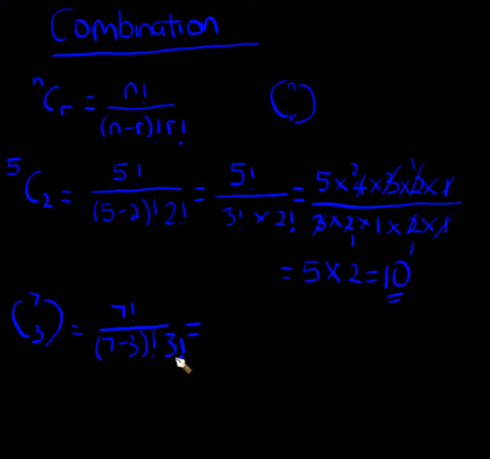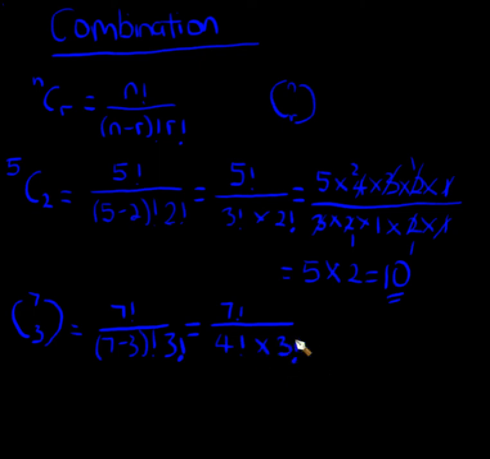So 7 factorial there. Let's write that out again while we find the difference at the denominator. 7 factorial. Now, the difference between 7 and 3 will give us 4 factorial, right? Very true. Multiplied by 3 factorial.